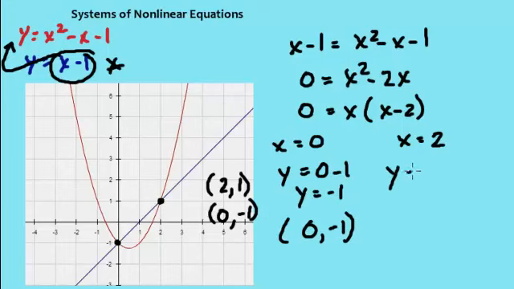And then y equals, and that would be 2 minus 1. So y equals 1. So my next point that I get is (2, 1). Yay, it matches that one over there. So that would mean I got the right answer both times. It's so awesome.